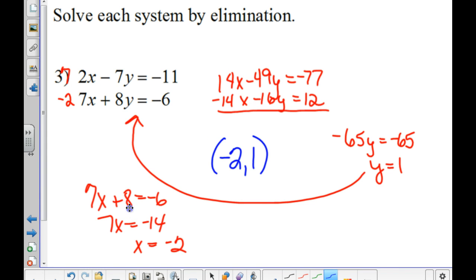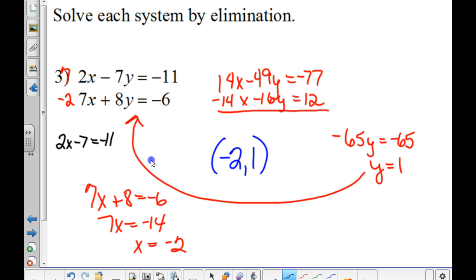Did you put 1 in for y? Yeah. In which equation? Top one. Okay. So you would have 2x minus 7 equals -11? Oh, it's negative, my fault. Okay, that's easy to do.